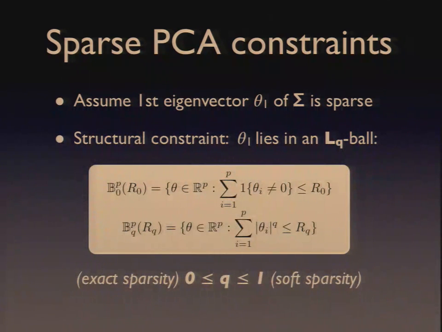In the other cases for Lq, for q larger than 0 but smaller than 1, those cases refer to what we call soft sparsity. So not exactly some number of non-zeros, but many of the coefficients will be close to 0. And different q's just correspond to different decay rates on those entries of the eigenvector.